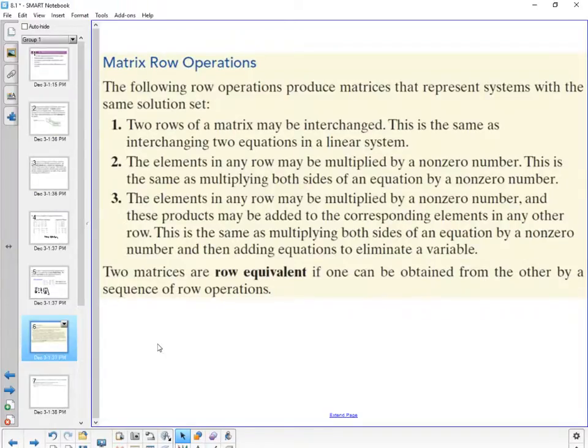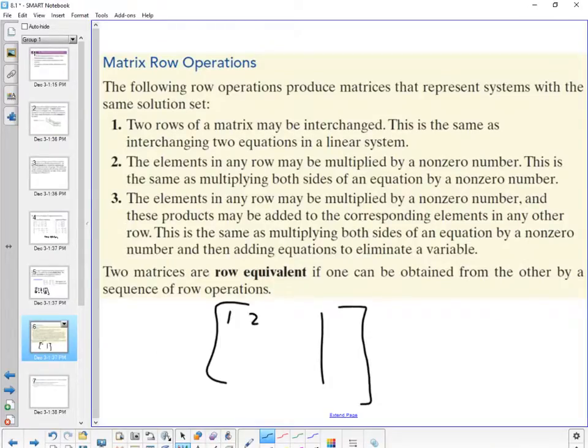Now this last one is probably the most confusing. So please listen to this last one. I can multiply a row by some number, and I can take those values and add them to a different row. So let me explain that one more time. That's the third rule. So let's say I had, I don't know, 1, 2, 3, 4, 5, 6, 7, 8. Now this is just really generic, okay?